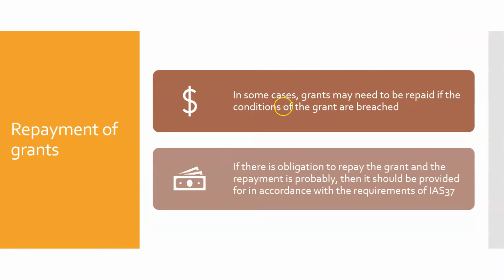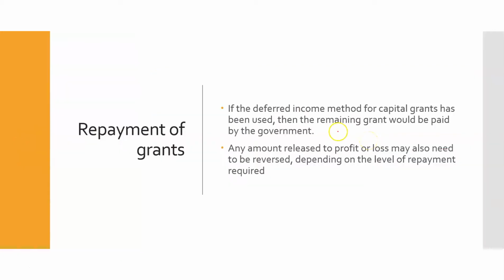Okay, great stuff. So in some cases, grants may need to be repaid if the conditions of the grants are breached. If you breach those, you will have to pay it back. You will have to put through an expense to credit any liabilities that you owe, and then pay the grant back if it's probable. And we do see situations like that. You may need to reverse any amounts to profit or loss depending on the repayment required.